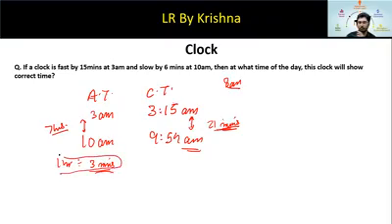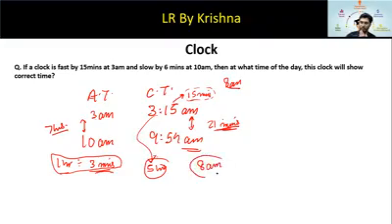So per hour, this clock is losing 3 minutes, right? So when will this clock show the correct time? When this clock will lose 15 minutes, then only it will show the correct time. So if it is losing 3 minutes every hour, so in 5 hours, it will lose these 15 minutes, right? Answer will be 3 plus 5, which is 8 a.m. Simple question. Any doubt in this? Anyone? Simple, right? Because the clock is losing 3 minutes every hour, and the clock will show correct time when it will lose 15 minutes. So answer will be 8 a.m.